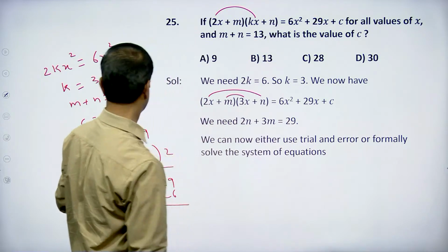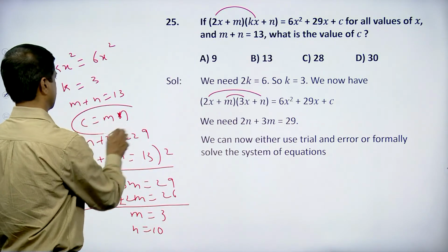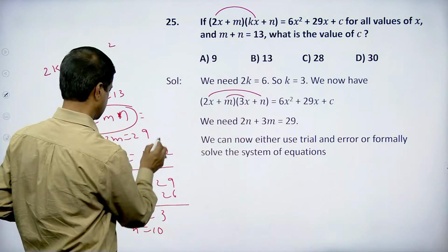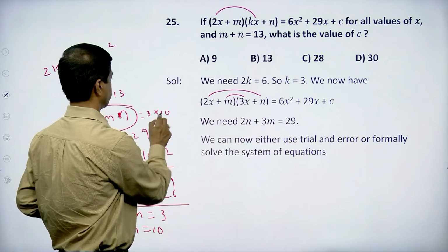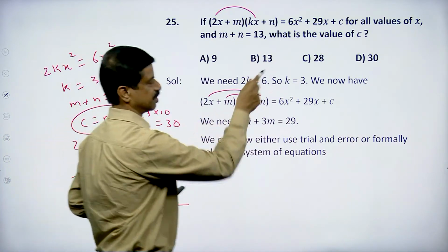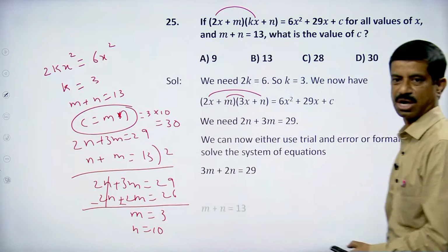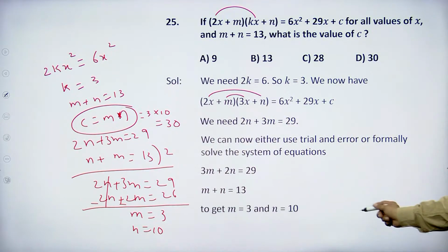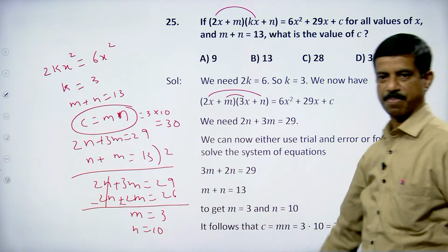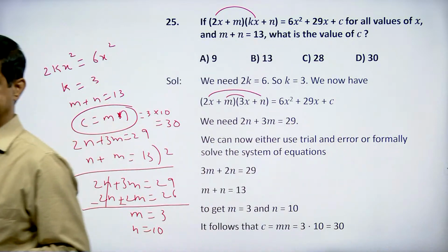So now what is the value of c? c is equal to mn. So mn means 3 into 10, that is 30. So option D. Right, children, this is how you get those things. So please note it and copy this question fast.